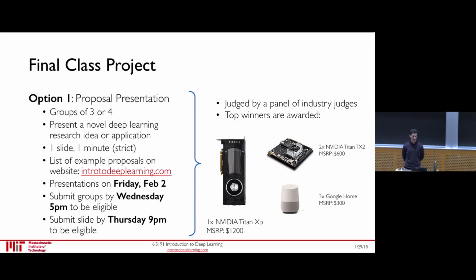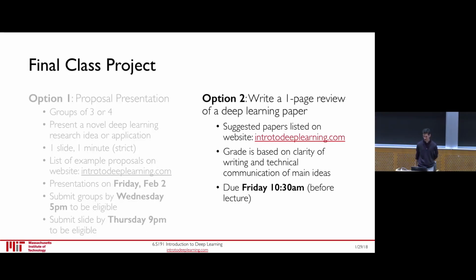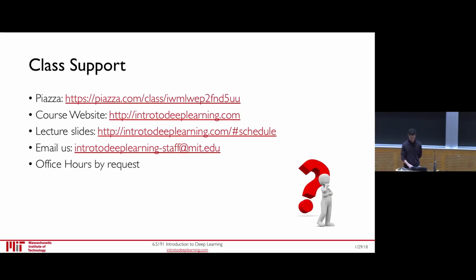On Friday, you'll, like I said, give a 1-minute pitch. There's somewhat of an art to pitching your idea in just 1 minute, even though it's extremely short. So we will be holding you to a strict deadline of that 1 minute. The second option is a little more boring, but you'll be able to write a 1-page paper about any deep learning paper that you find interesting. And really, that's if you can't do the project proposal, you can do that.